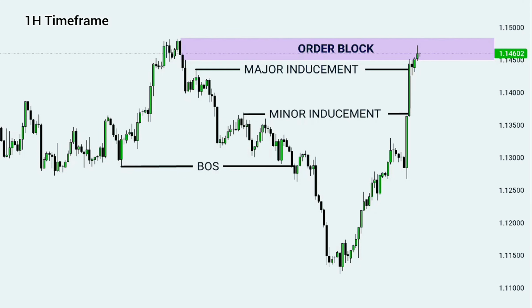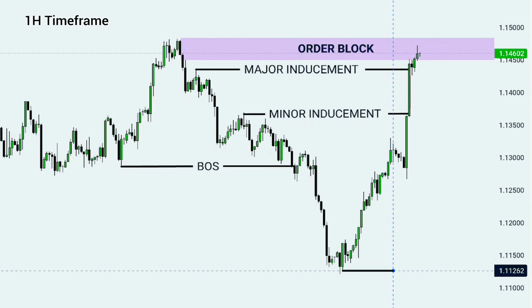However, from an institutional standpoint, this expansion is not continuation. It is a liquidity building phase. By pushing price into premium levels, institutions are able to fill sell orders efficiently while liquidity is abundant. Once this external liquidity is collected, price loses bullish follow-through and begins to show signs of absorption. Major inducement completes the trap, setting the conditions for a structural shift and the subsequent delivery towards sell-side liquidity. So in this chart, major inducement explains why the strongest bullish move occurs right before the market turns.